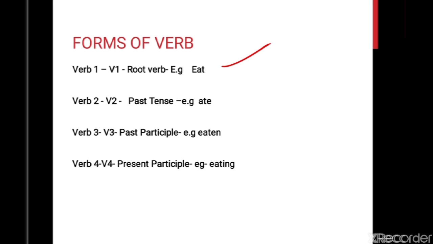And when we add ing as a suffix to it, we get eating, and that is called the present participle form, and it is called V4 or verb 4 form. So V1 eat, V2 ate, V3 eaten, and V4 eating. So in V1 we take the root verb, in V2 the past tense, in V3 the past participle, and V4 is the main verb plus ing, that is the present participle.